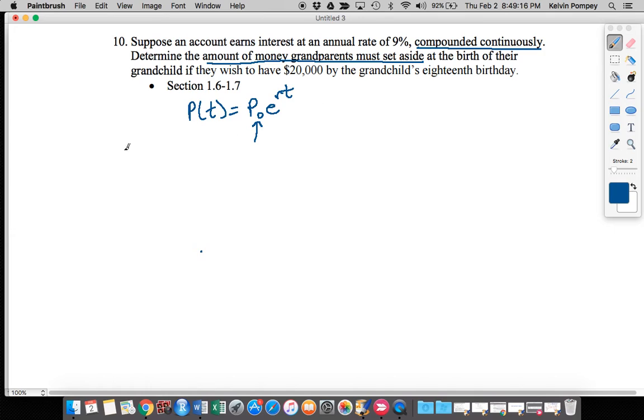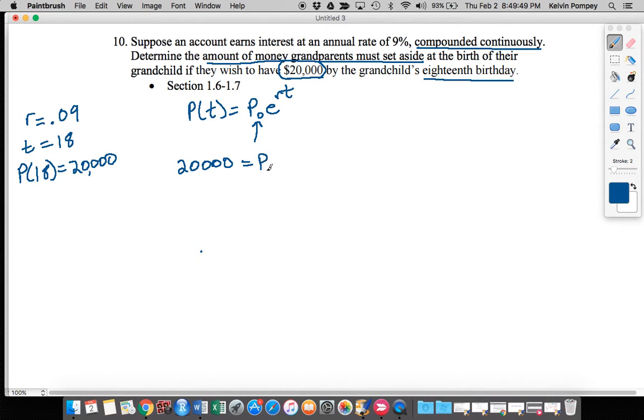I know that R equals 0.09. And I know they want $20,000 by the grandchild's 18th birthday, right? So I'm going to have T equals 18. What they're saying with this 20,000 is that when T equals 18, I can put 18 into my function, and I want it to spit out 20,000. So I'm going to put this information into my function: 20,000 equals P naught, which I don't know and is what I'm trying to find, times e to the 0.09 times 18.